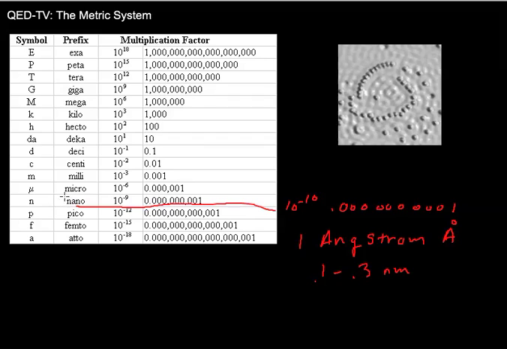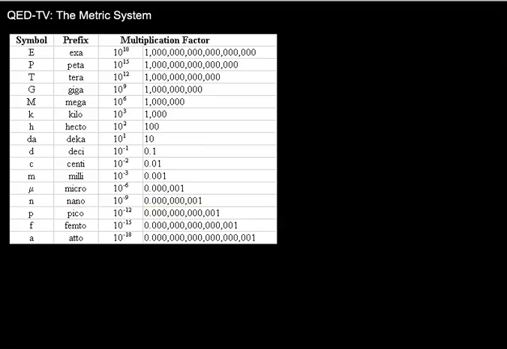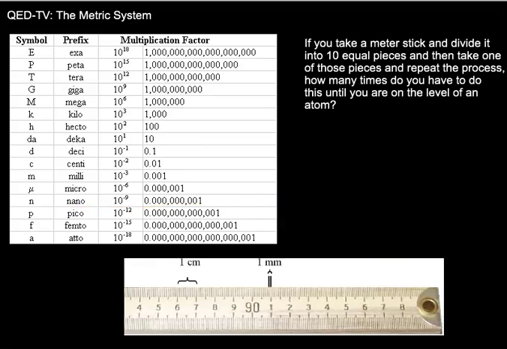So, that's not on our list there, but right below nano, we'll go 10 to the minus 10 power. That's an angstrom. And that brings us then to the question I wanted to ask. It says, if you take a meter stick and divide it into 10 equal pieces, and then take one of those pieces and repeat this process, how many times do you have to do this until you are on the level of an atom?